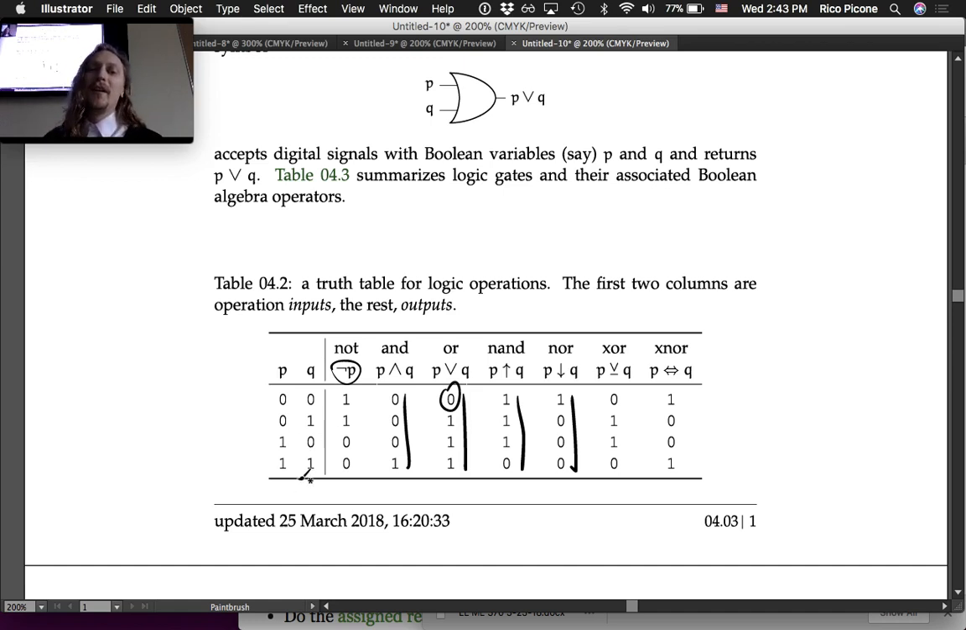But this last one's kind of weird. It says, is it OR? So either this or that. Yes, the OR operator says yes, that's true. But the exclusive OR says, no, that's not what we mean. We meant just one or the other, not both. That's the exclusive OR. It says they have to be different. So one has to be true and the other one has to be false for this to be true. That's the XOR.